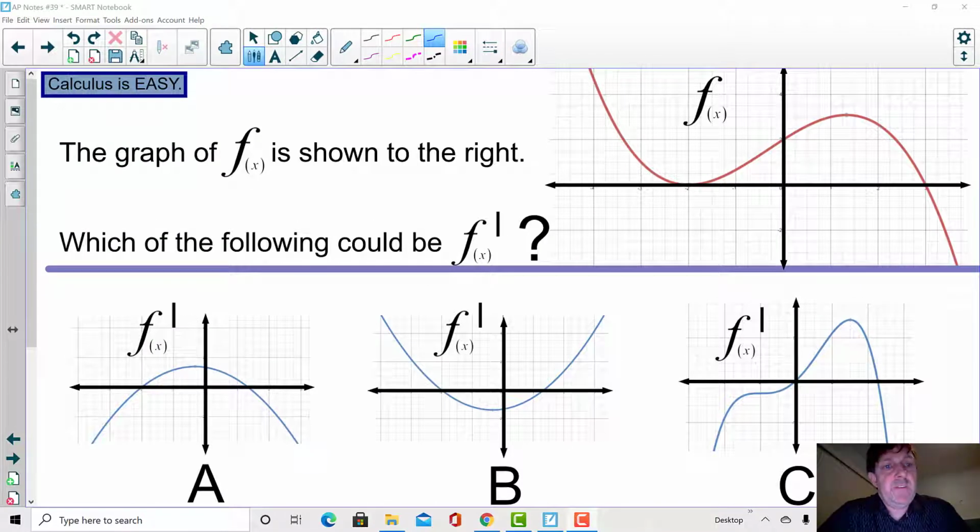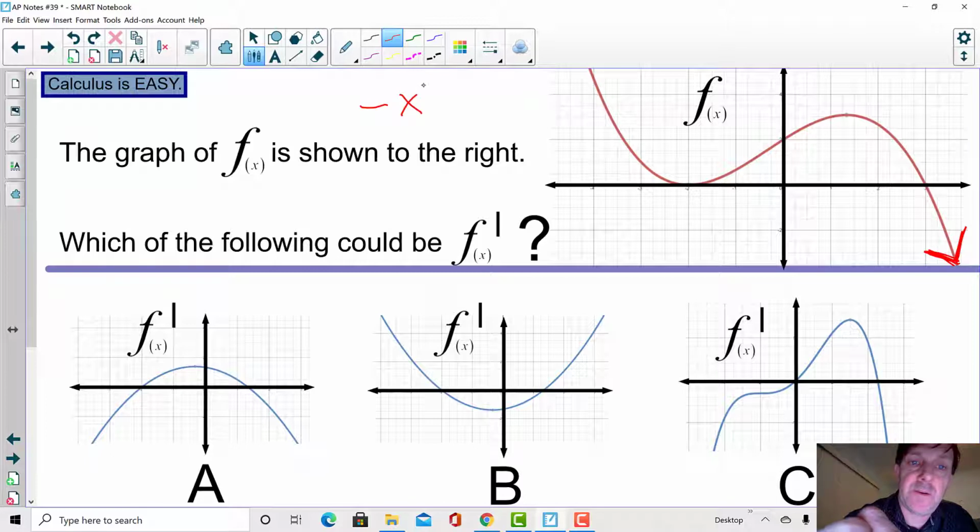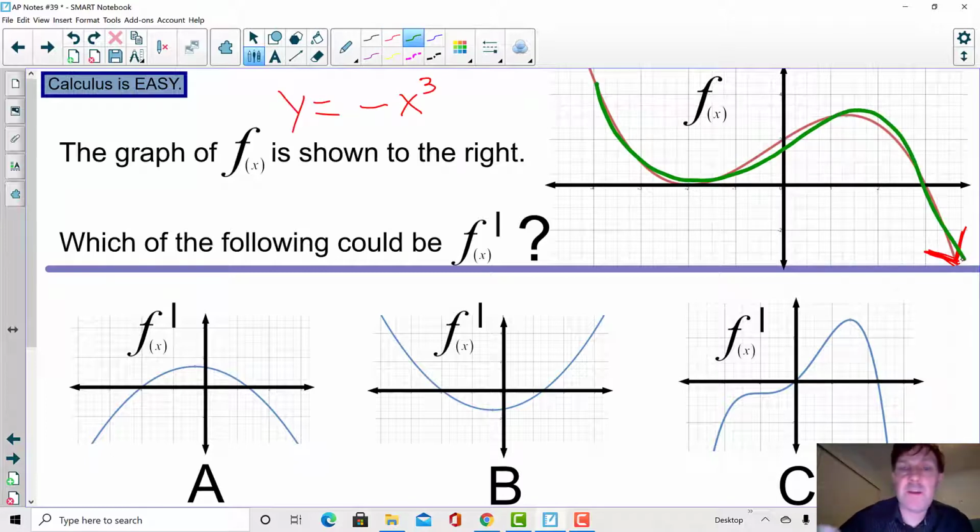Okay, for this example, it says that the graph of f is shown to the right. So which of these graphs below could be the graph of f prime? So they give us f, and we have to find f prime. Now, I do want to point out that this does look like an x to the third function. Because it's pointing down in the end, I'm going to say it's some kind of negative x to the third function. Now, because it does have this bump in it, it goes down, it comes up, and comes back down. There's going to be some other pieces like plus x squared, minus x, and all that kind of stuff. But basically, it's an x to the third function with a negative in the front.